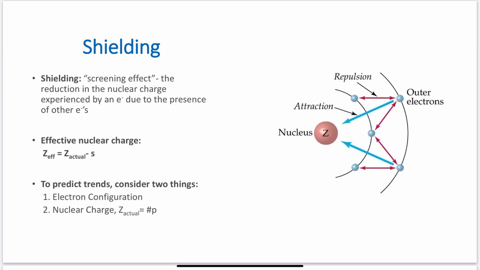So to be able to predict periodic trends, we need to consider two things. We need to consider not only electron configuration, but nuclear charge and the actual effective charge of the number of protons in the nucleus. So what is shielding?